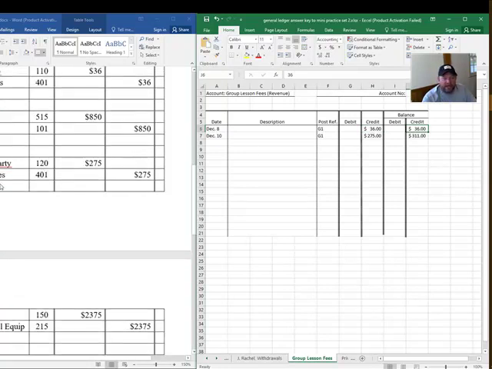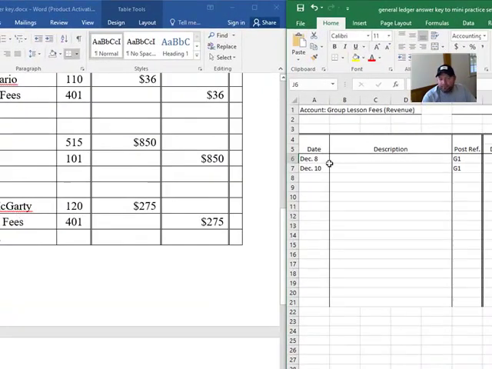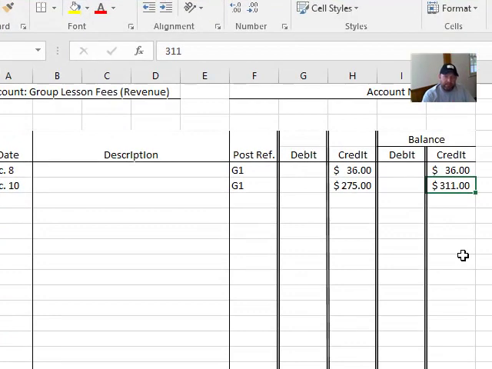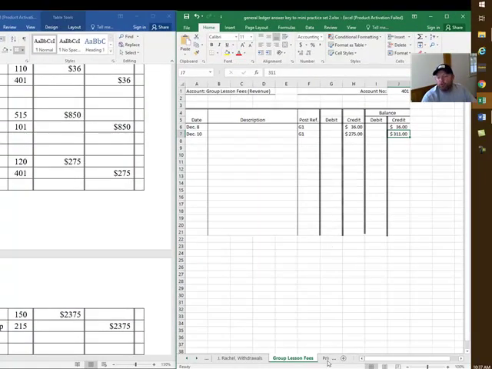And then on the 10th, we did the same thing. We gave some group lesson fees to George McGarty, and that comes from page 1 for me as well. $275 added to the 36 gives us a new amount of money for revenue of $311. So through all this work that we did setting up the business, we have $311 of cash coming in at this point in time on group lesson fees.